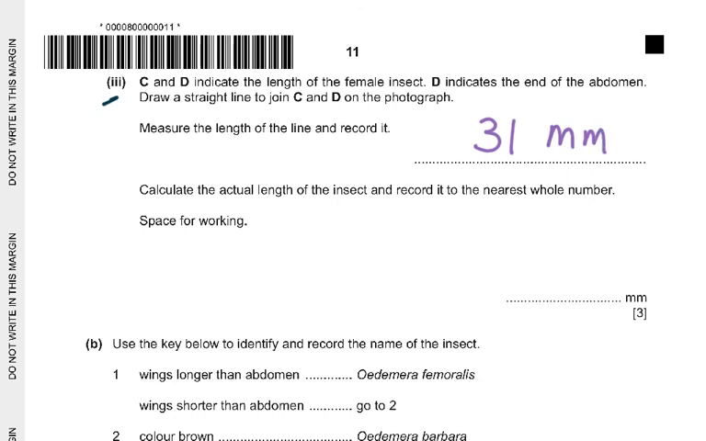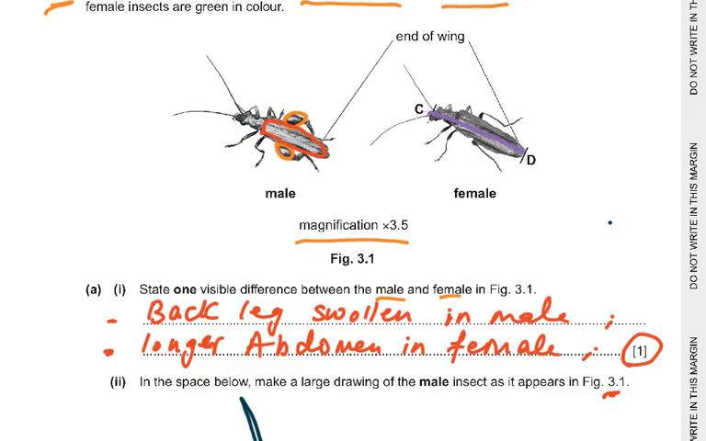They have allowed anything between 29 and 31. So of course they give you a little freedom of about 1 millimeter, or so, anything between 29 and 31. Calculate the actual length of the insect and record it to the nearest whole number. What does this mean, nearest whole number? I hope you all know that. So 31 divided by 3.5. Why am I dividing it by 3.5? Because the magnification was 3.5.